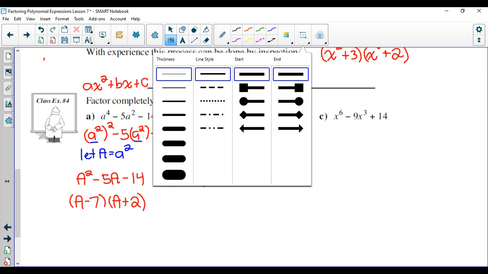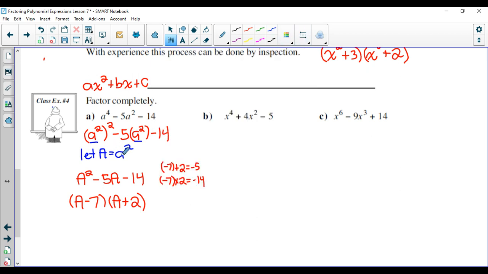But you need to replace capital A with little a squared. So in the place of A here, we're going to replace it with a squared. So then this would be a squared minus 7, and then a squared plus 2.